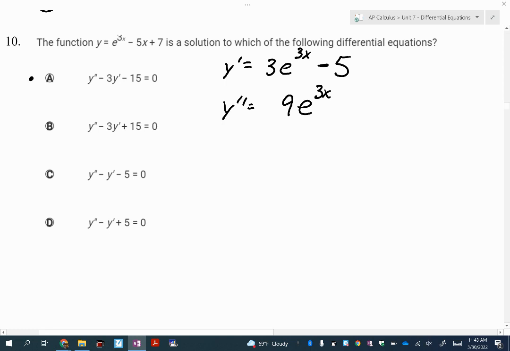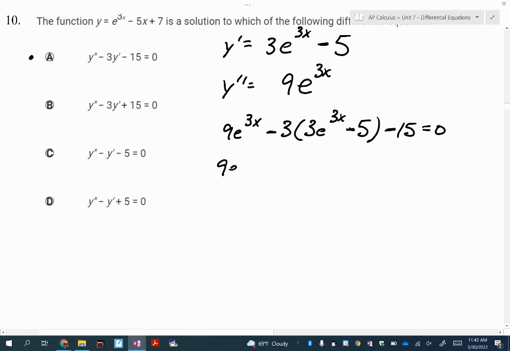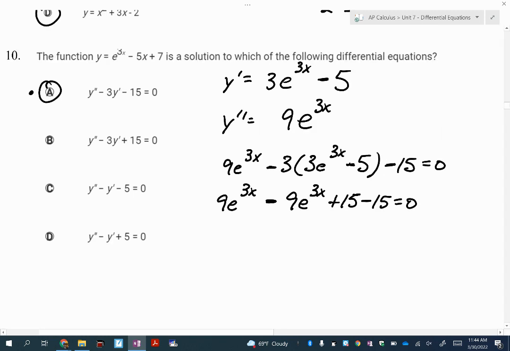So we have y double prime, so 9e to the 3x power, minus 3 times our y prime, which is 3 times e to the 3x power minus 5, and then minus 15 equals 0. So copy down 9 times e to the power of 3x. Distribute, so that's minus 9 times e to the power of 3x plus 15 minus 15 equals 0. If you go left to right, you'll see the first 2 terms make 0, then the last 2 terms make 0. So actually, option A is our answer.